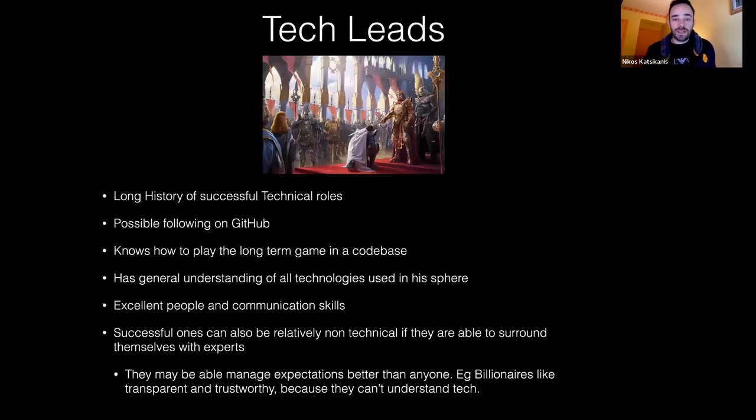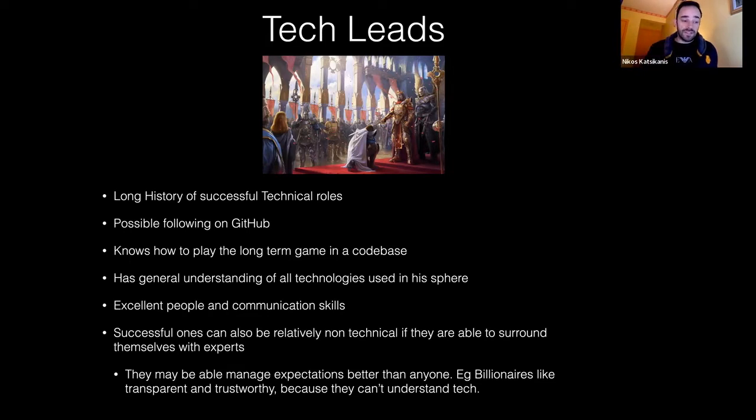So how do you pick a tech lead for your company? There are different things you can look for. Obviously, a long history of successful technical roles is important. GitHub is important, like having a following there. Sometimes this isn't possible, of course, if you're a busy guy; the more senior leaders get, the less activity there'll be on their GitHub. So it's a balancing act. But typically, if you see someone on GitHub with a following, that's a good sign already.